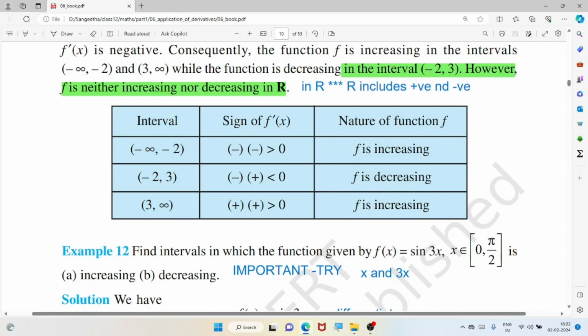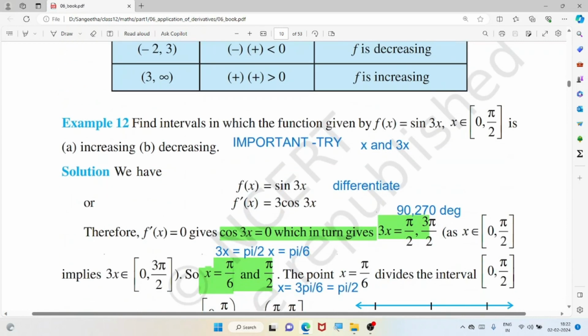However, f is neither increasing nor decreasing in R. R means it includes everything. These are all separate intervals where f is increasing or decreasing, but R includes everything. So if you include everything, it is neither increasing nor decreasing, because both are happening within that interval R, which includes both positive and negative numbers.